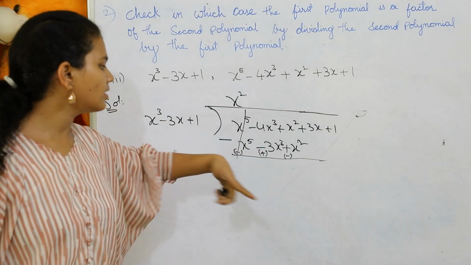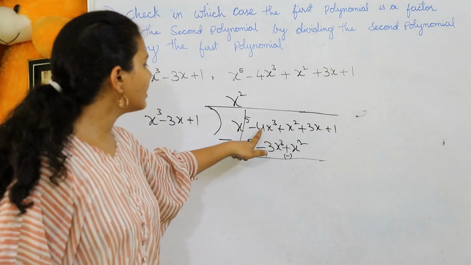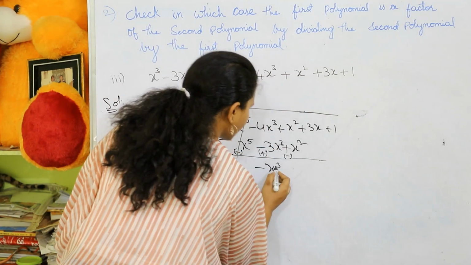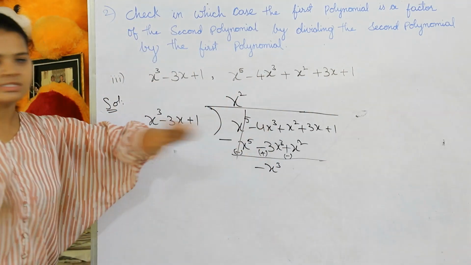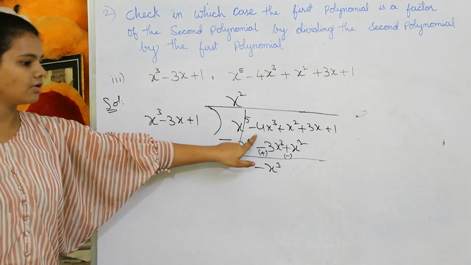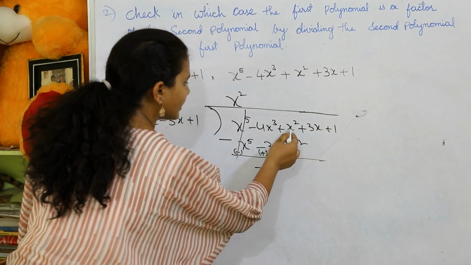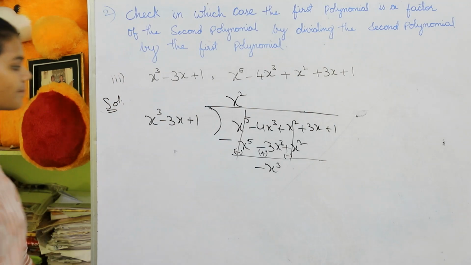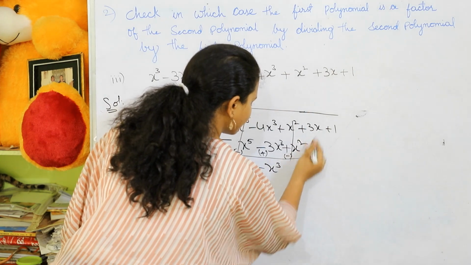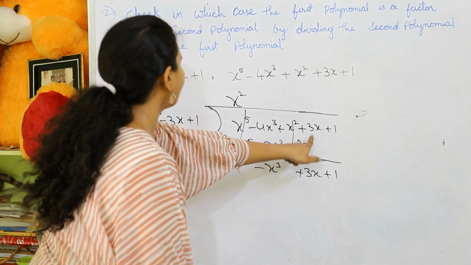Now what are we remaining with? Here we got minus 4x cube plus 3x cube. This gives minus x cube, because here you have minus 4, where 4 is the larger value, so we get minus for this larger value. So minus x cube, nothing to mind. Now here plus x square minus x square gets cancelled. Now you bring this plus 3x, and you have 1 over here, let it be. So we have got plus 3x and 1 over there.